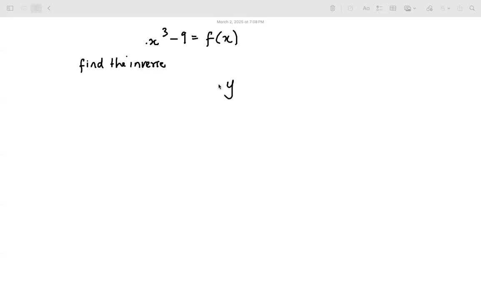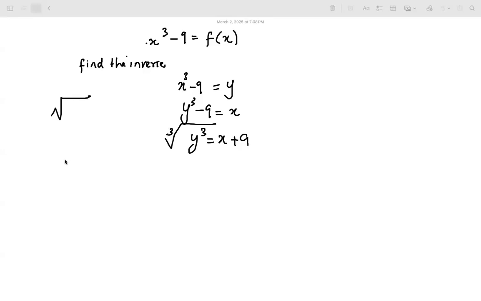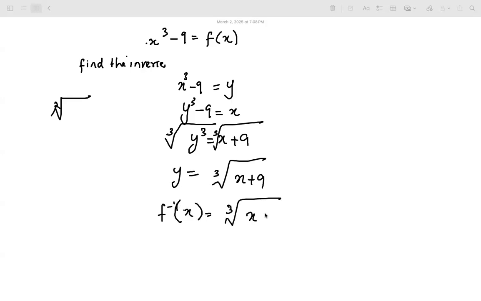So basically, you're given y will be equal to x cube minus 9. Now, change: y cube minus 9 equal to x. Now, y cube will be equal to x plus 9. Here there is a cube, so take cube root. In that case, you need to write 3, because if you write it without, the square root is implicit, it is implicitly 2. So you have to specify that you're taking cube root. Make sense? So now y will be equal to cube root of x plus 9, which is f inverse of x will be equal to cube root of x plus 9.